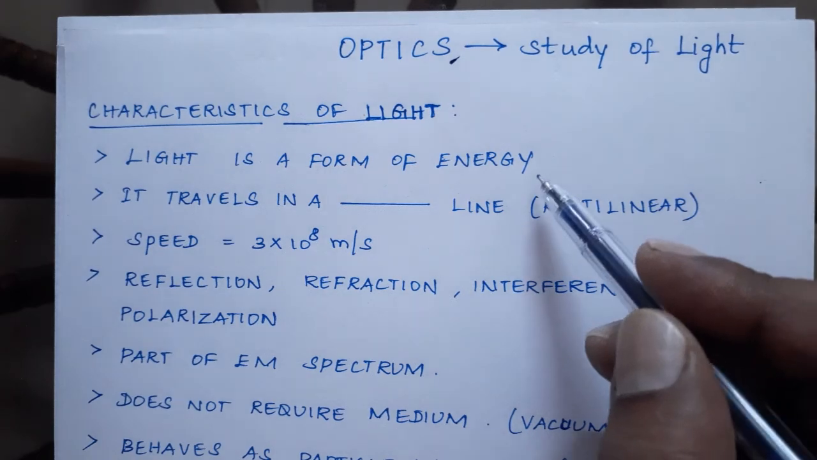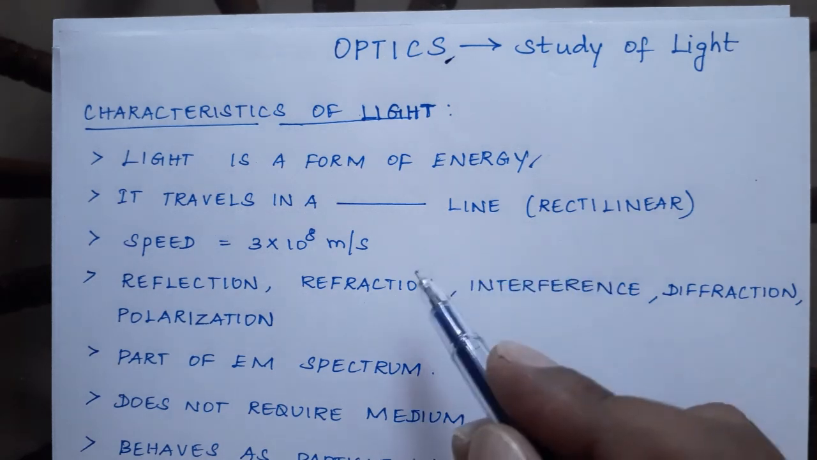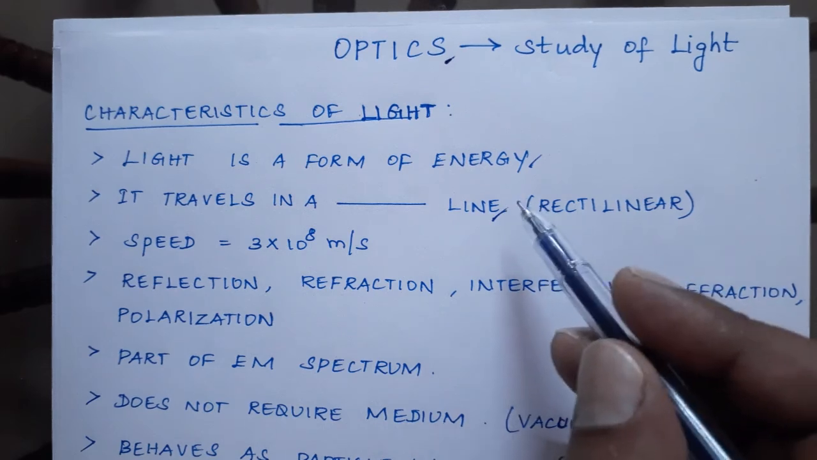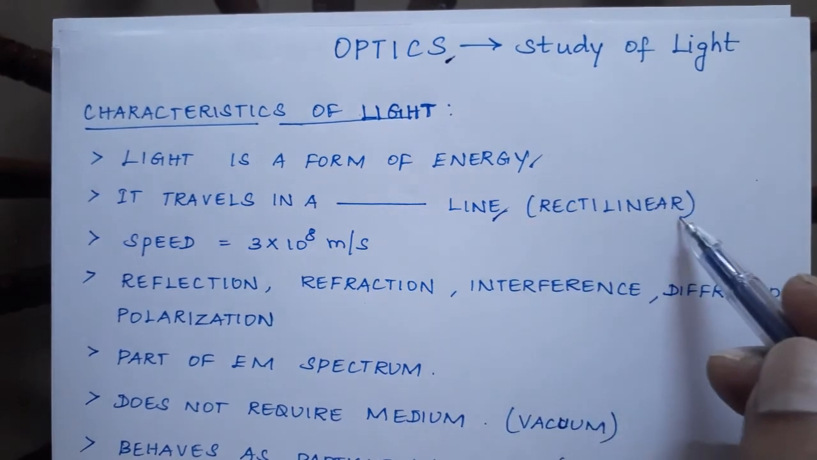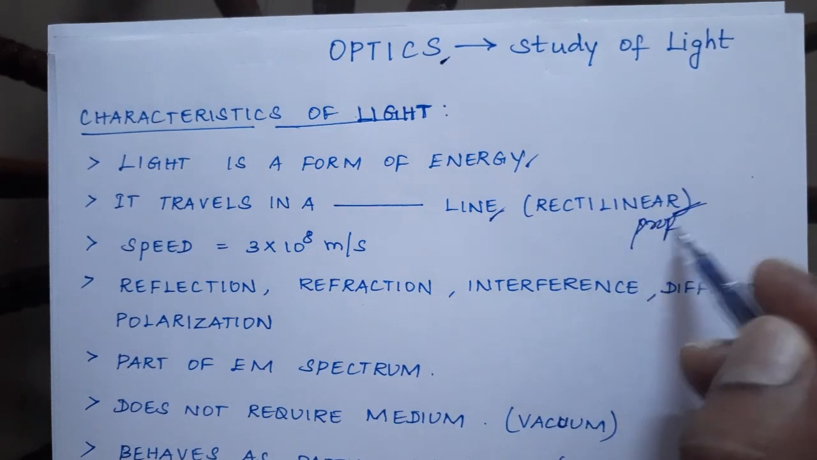Light is a form of energy. Light travels in a straight line. We call it rectilinear propagation of light.